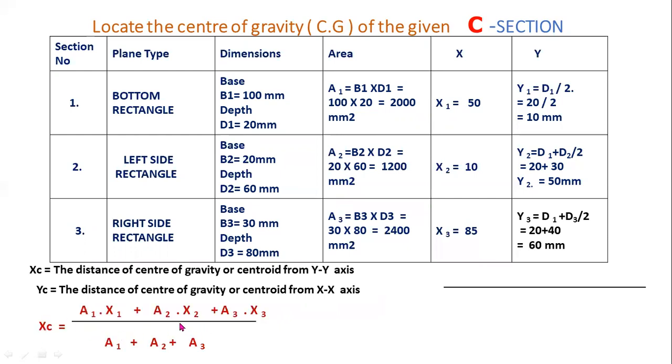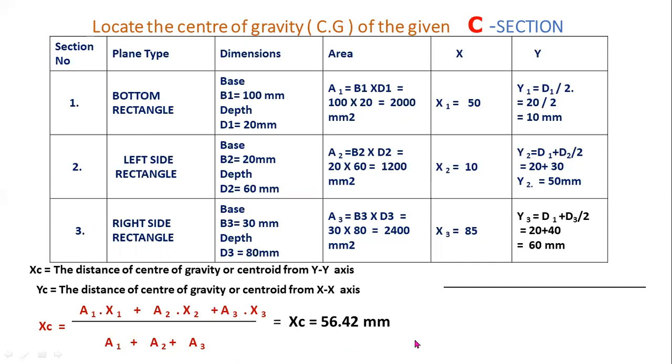Now XC is the distance of the centroid of the entire U section from y-axis. XC equal to A1 X1 plus A2 X2 plus A3 X3 by A1 plus A2 plus A3. Now you have to substitute these values in this equation. After substituting these values, you can get the value of XC. XC equal to 56.42 mm.